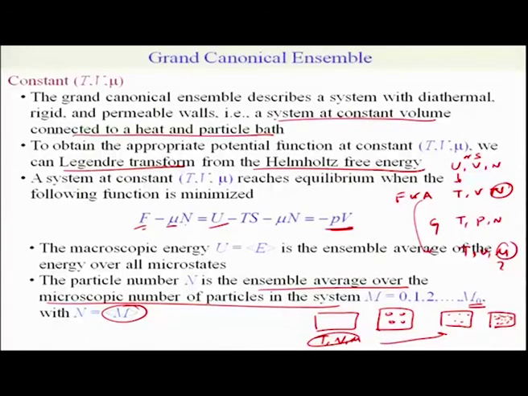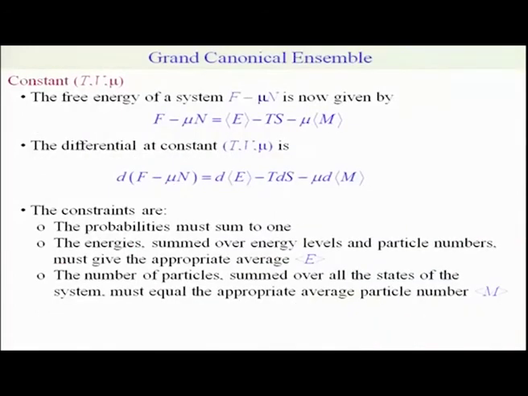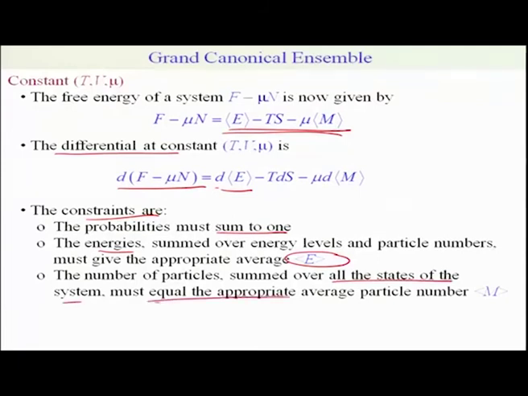Now, with this we can consider this function, and if you want to differentiate it in order to get the minima, then we are going to consider dF, or in general d average E - T dS - mu d average N. And the constraints are: the probabilities must sum to 1, the energy summed over energy levels and particle number must give the appropriate energy average of E, and the number of particles summed over all the states of the system must equal the appropriate particle number average of N.